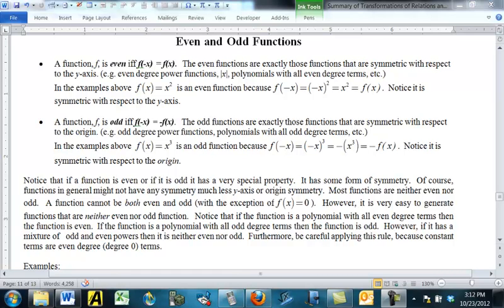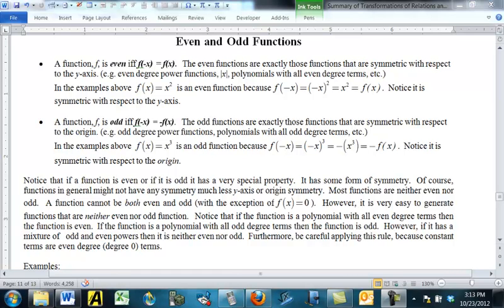So even degree power functions, y equals absolute value of x, and polynomials with all even degree terms, for example, are even functions. Notice that f of x equals x squared is one of the examples we've looked at several times. It's an even function because f of minus x is minus x squared, and when you square a negative x or positive x, you still get the same thing. You get x squared, which was our original f of x.